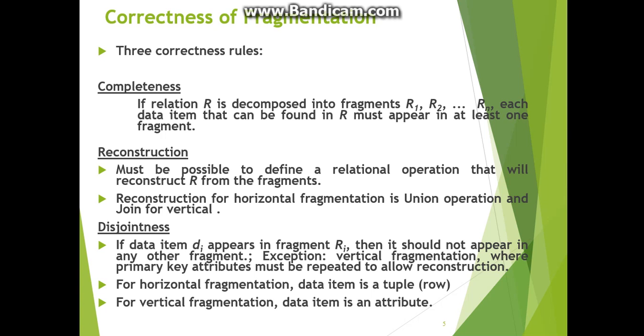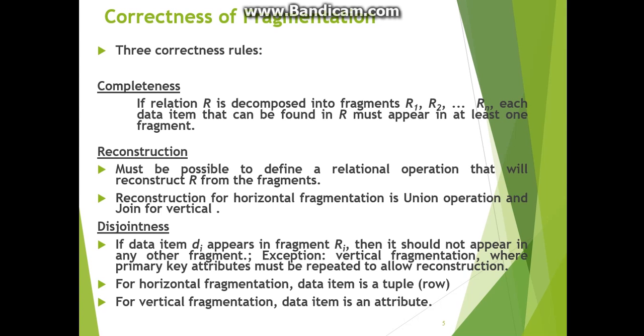Well, there is an exception to that. In vertical fragmentation, the primary key attribute must be repeated to allow reconstruction, so that there will be no primary key constraint violation. For horizontal fragmentation, the data item is a tuple. For vertical fragmentation, the data item is an attribute. It is good if you keep that attribute as the key attribute.